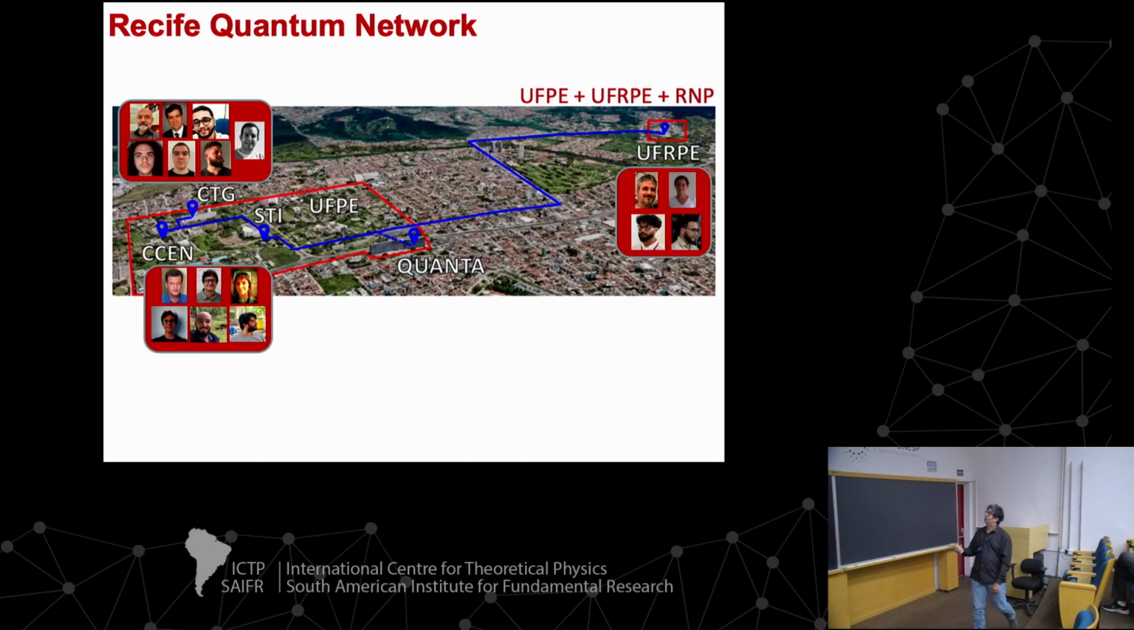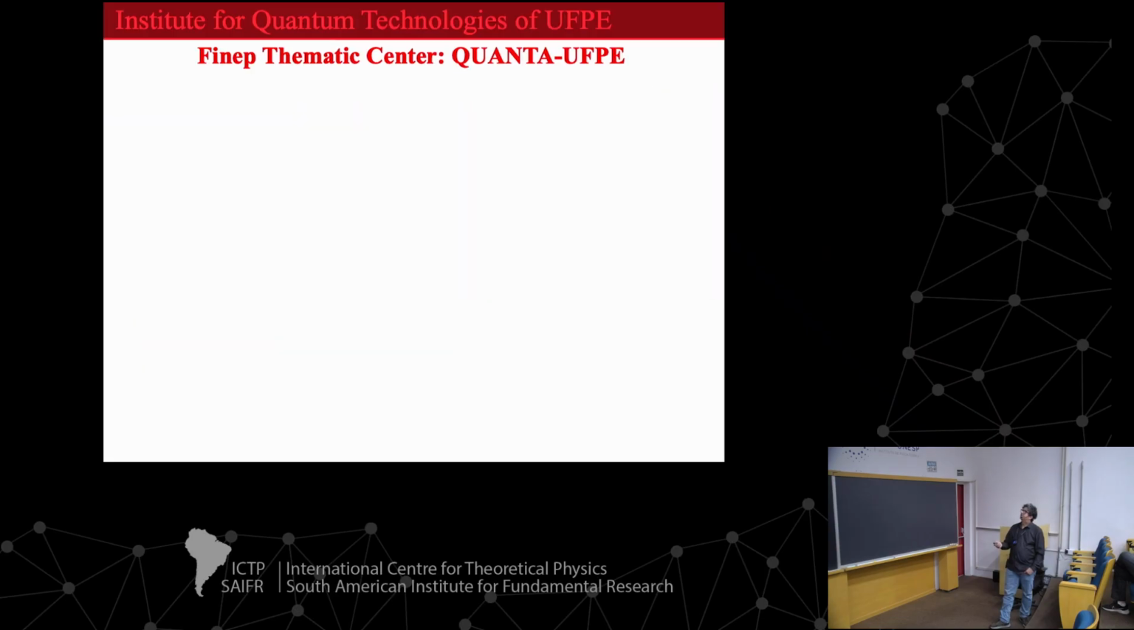And so let's move back here. I still have some time then. So you see that this network, we have this team here, we have this team here and here, but there is another site that's being set up. That's the fourth node in the network that we also have money to build, but we are going to start it. And that's an Institute for Quantum Technology at UFPE. And so this is actually a FINEP thematic center.